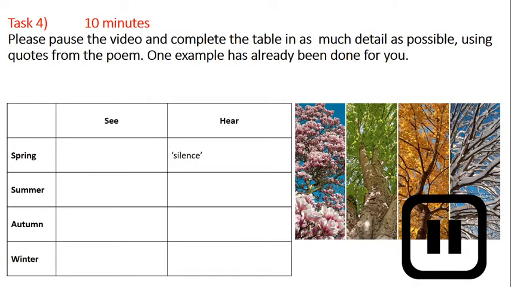Okay. Task 4, I want you to again have a look at the poem, and then for each season, spring, summer, autumn and winter, I want you to jot down in as much detail as possible what you can see and hear. And I'd like you to please use quotations from the poem for this. Don't forget to use quotation marks when you do that. For most of the boxes, you should probably be able to add more than one quotation. So add as many quotations as you can find, please. This should take you about 10 minutes, so please pause your video while you do that task.